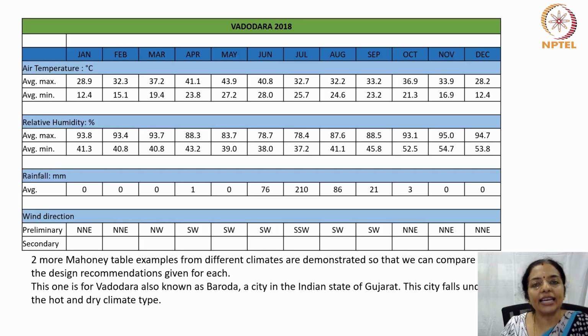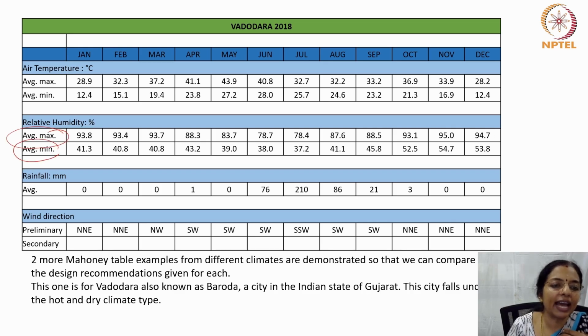Like this, now we have seen for Chennai. I will demonstrate this similar thing, but not so much in detail, for Vadodara, which we consider as a hot, dry climate. And I will also look at another cold climate and we will see what the outcome is. So for Vadodara, I have already filled the average maximum air temperature, average minimum air temperature, the average maximum relative humidity, average minimum relative humidity, average rainfall and the wind directions.